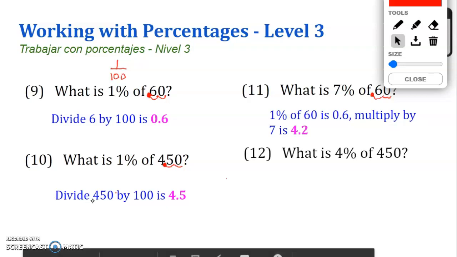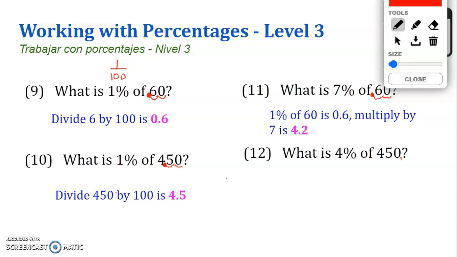Alright, then what about 4% of 450? Again, you're moving the decimal place 2 places to the left to get 1%. So 1% of 450 is 4.5. Now to get 4%, I am going to multiply 4.5 by 4.